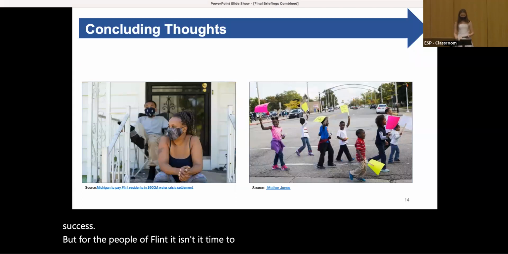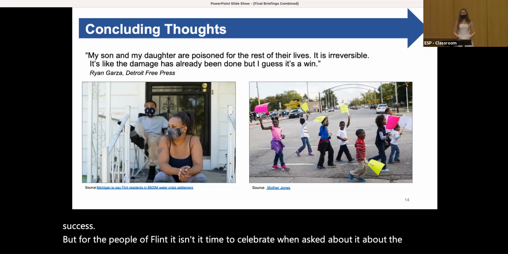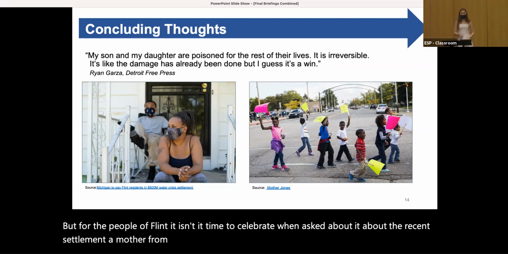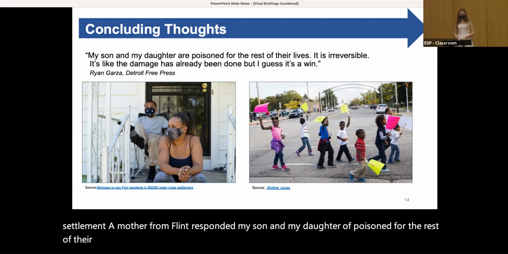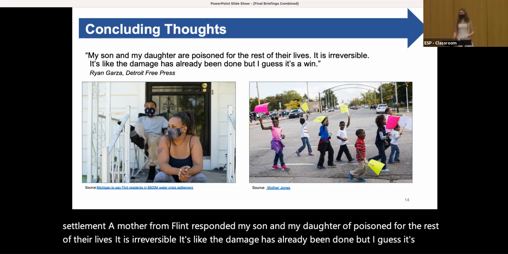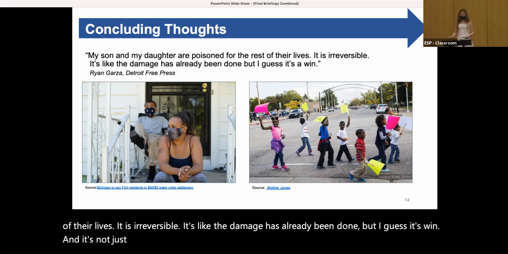When asked about the recent settlement, a mother from Flint responded, "My son and my daughter are poisoned for the rest of their lives. It is irreversible. It's like the damage has already been done, but I guess it's a win." And it's not just Flint. There are many areas across the country where this is a salient or an unidentified issue.